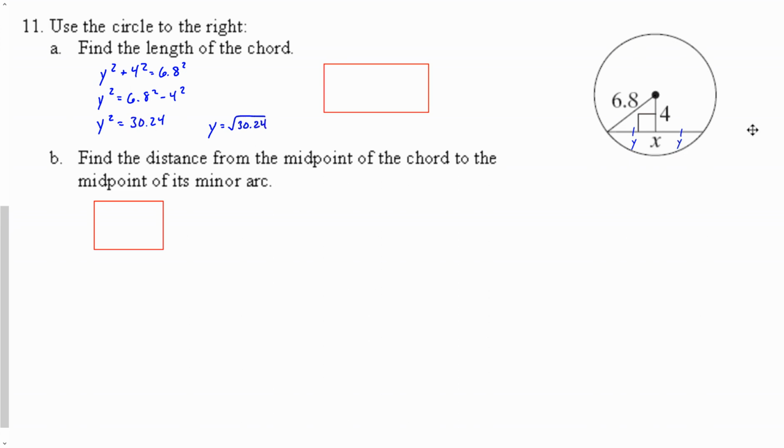Now, if I'm trying to figure out x, which is the length of that chord, if y is the square root of 30.24 and y is half of x, I could just double the y value, which is the square root of 30.24, and find that x is approximately 10.998 units.